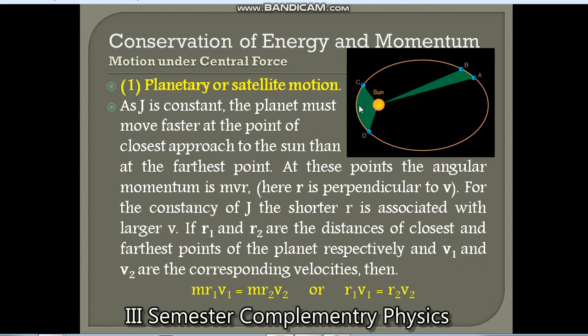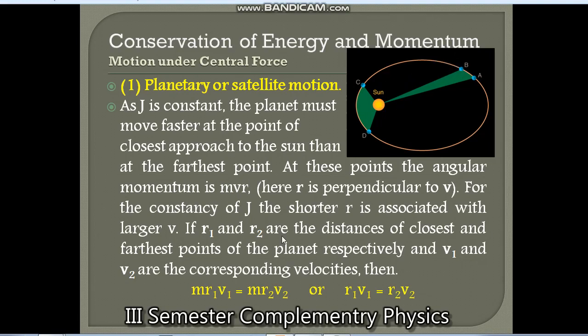The closest point is called perihelion and the farthest point is called aphelion. At these two points, the angular momentum can be taken as m v r, because here the velocity is tangential to the orbit and r is perpendicular to it. Here also velocity is tangential and r is perpendicular. So at both these minimum and maximum points, v and r are perpendicular, so angular momentum can be written as m v r.